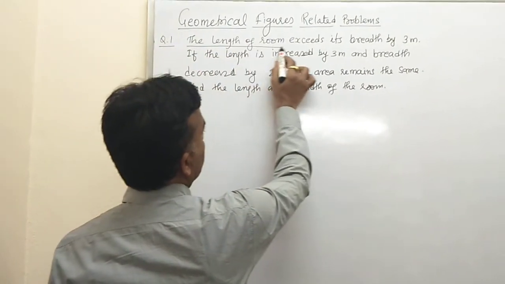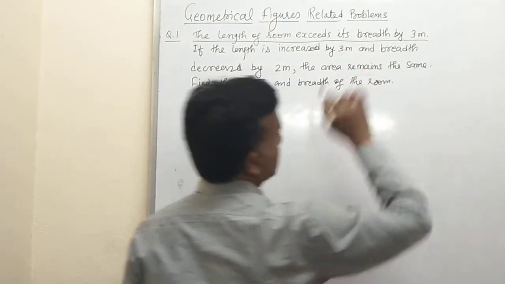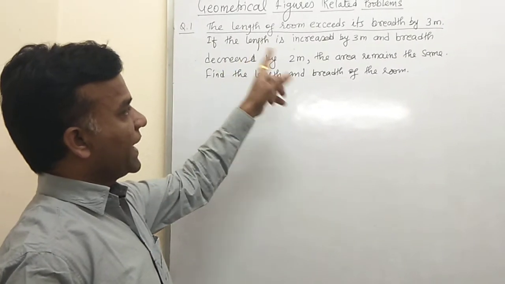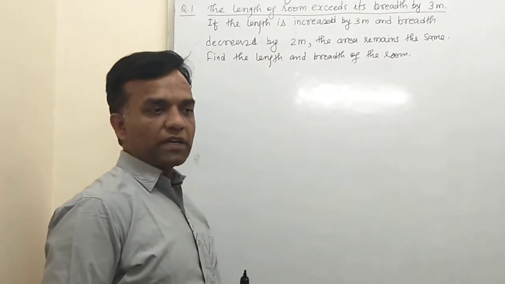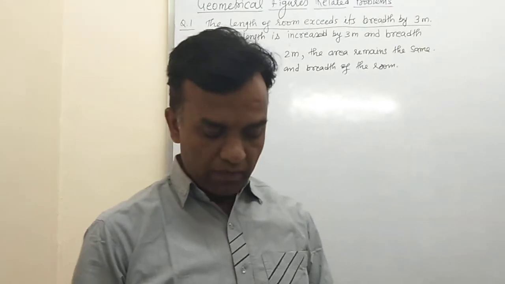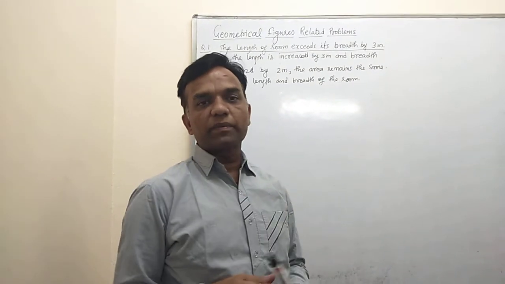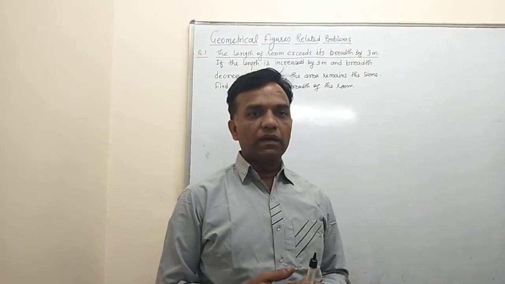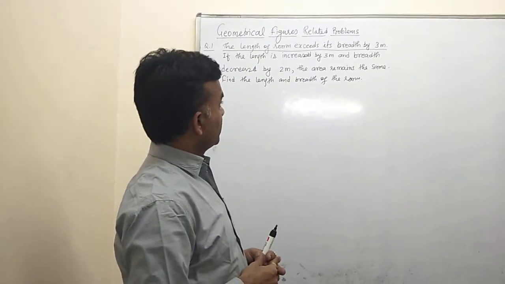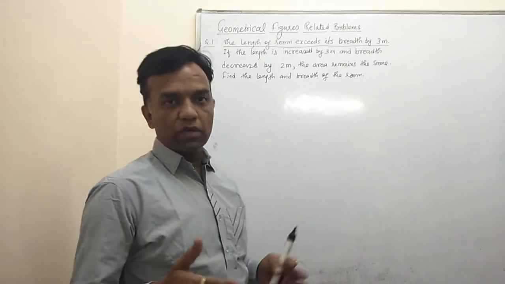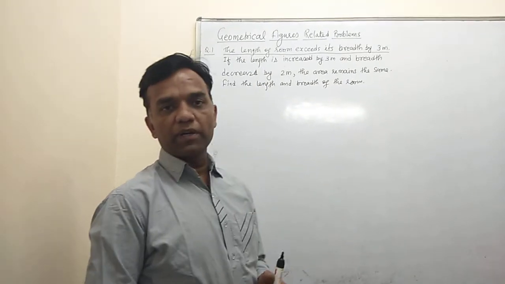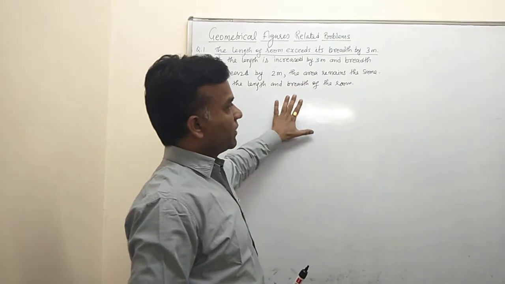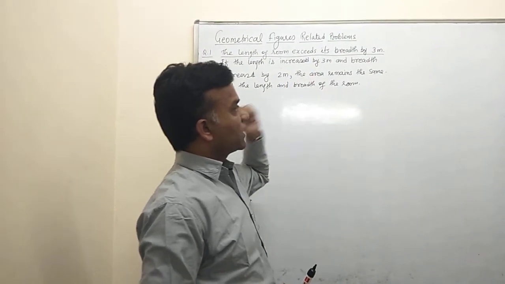The length of the room exceeds the breadth by 3 meter. This is one complete statement. Here we don't know the length and breadth, so first we assume them, because we consider two variable linear equations. Room means a rectangle. The room is in cuboid shape, but here we discuss the length and breadth only. So we consider the length of the room and the breadth of the room as x and y, and then we proceed with the first condition.